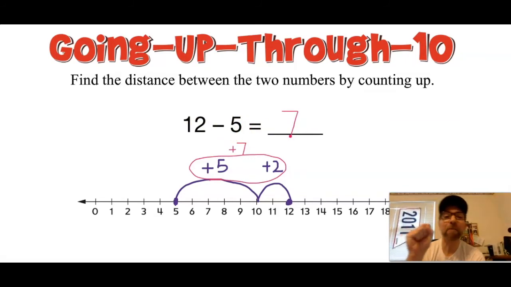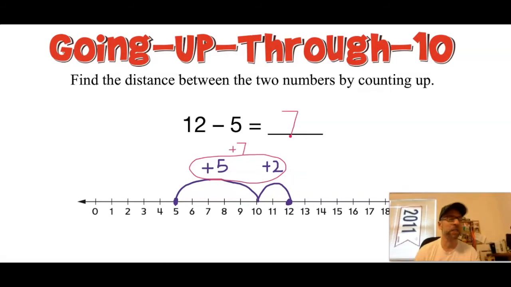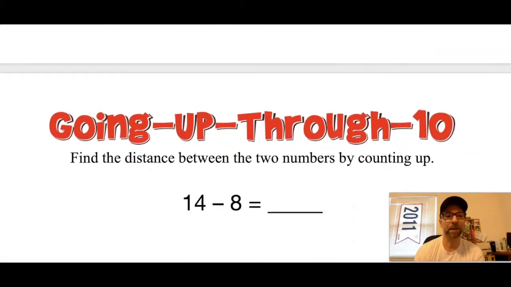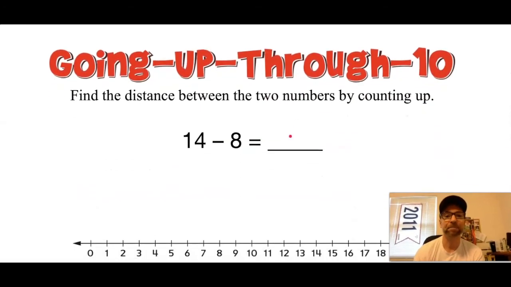Start at 5. How many am I away from 10? I'm 5 away from 10. And the number 12 is 2 away from 10. So 12 minus 5 is 7. Some students really like this strategy, and I will always see them in their minds as they're starting with the smaller number and counting up. They're going up through 10. Let's try another one. Clear off your sheet protector.